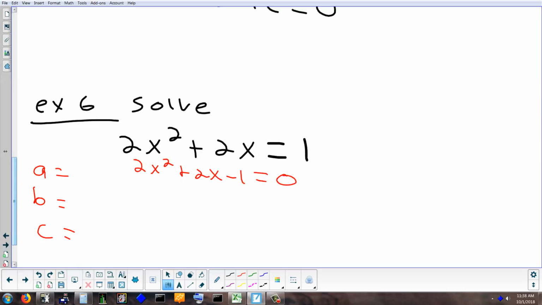Now I should be able to easily read off what A, B, and C are. Okay, so Haley, what's A in this case? 2. 2, and B? 2. 2. And this is important. If you said C is 1, that would mess us up. C is -1.